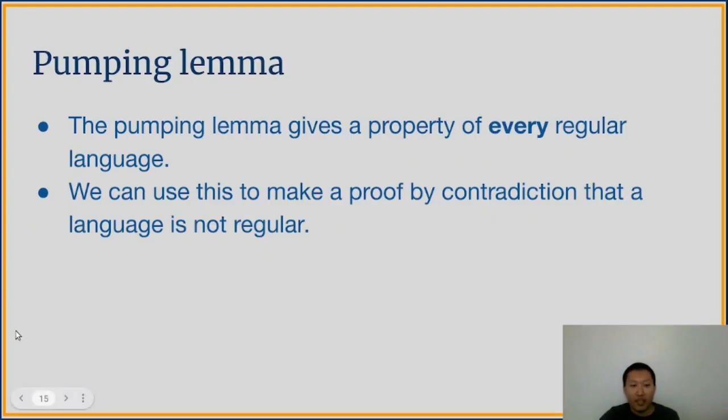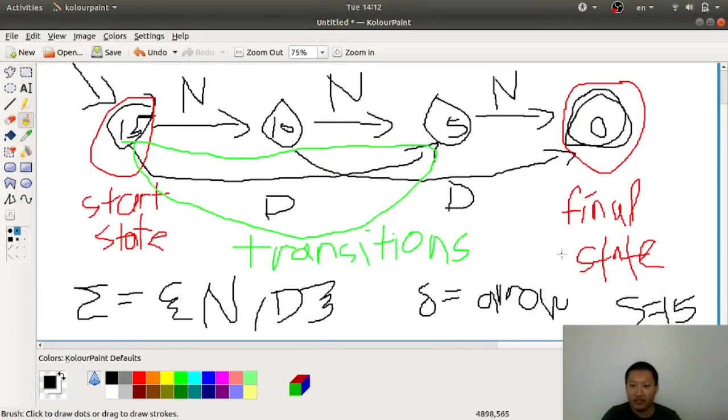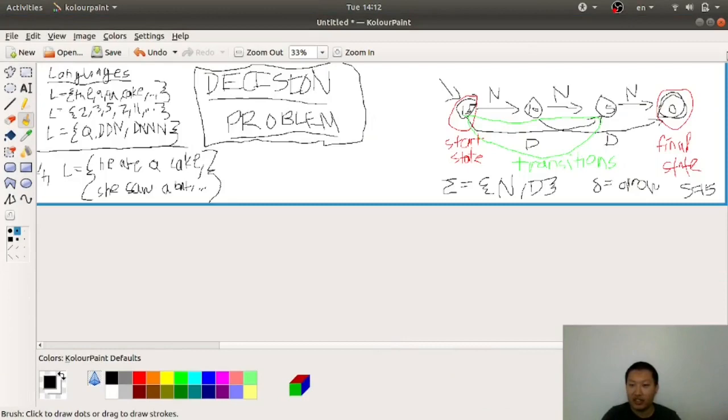Okay, and basically the idea is we're going to use something called the pumping lemma. What the pumping lemma does is it gives us a property of every regular language. And we can use this to make a proof by contradiction that a language is not regular. So let me just sketch out the logic here. If we have a language that's not regular, the proof is going to look something like this.